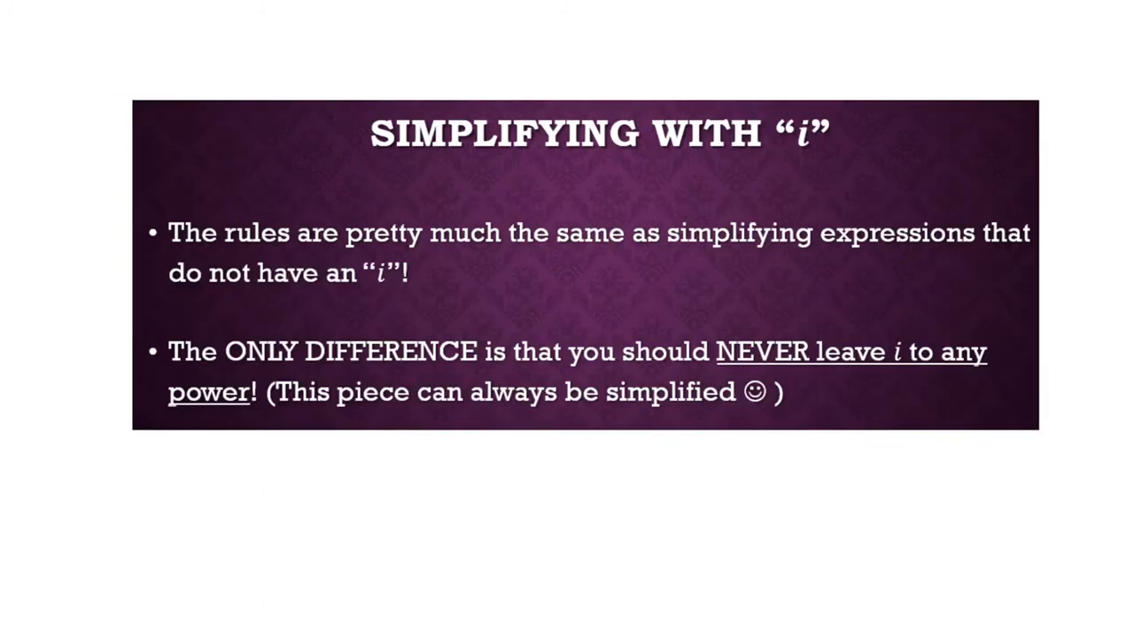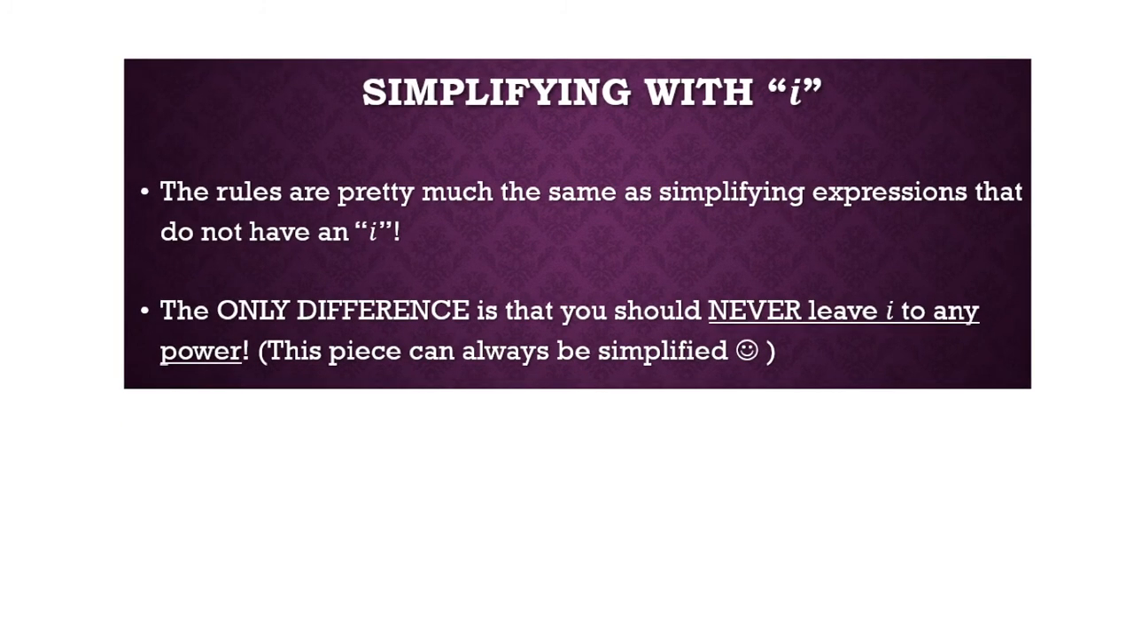Now we're going to do a little bit of work with i and polynomials. And it has all the same rules as before. You can only combine like terms. So things with i are like terms. Things without the i are not. The only thing is you cannot leave i to any power. So if you have i squared, you have to simplify it.